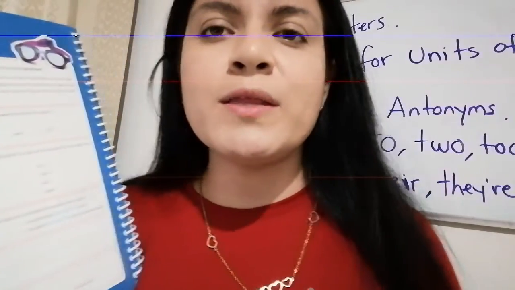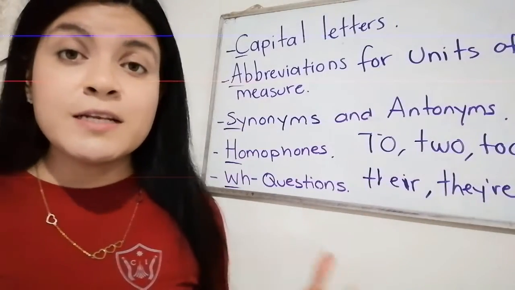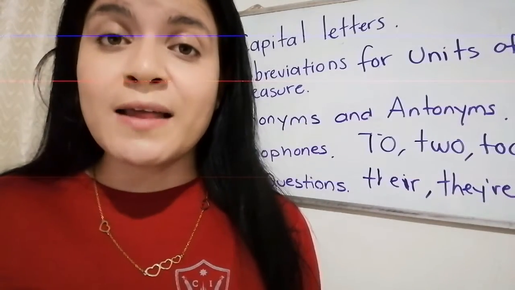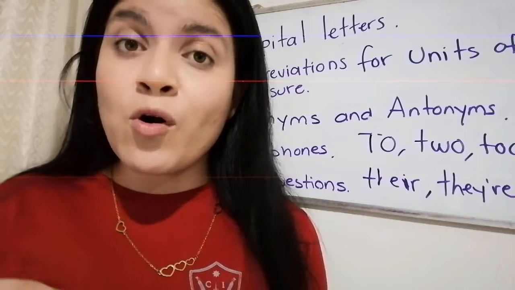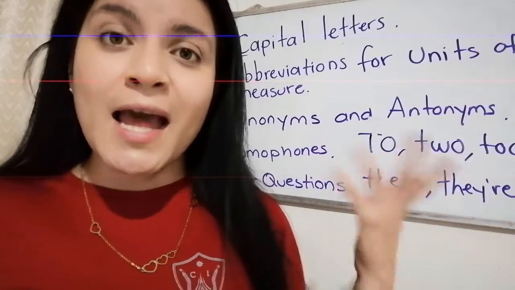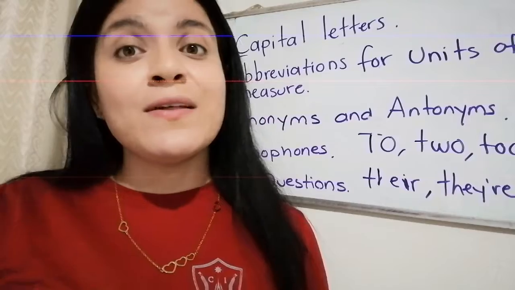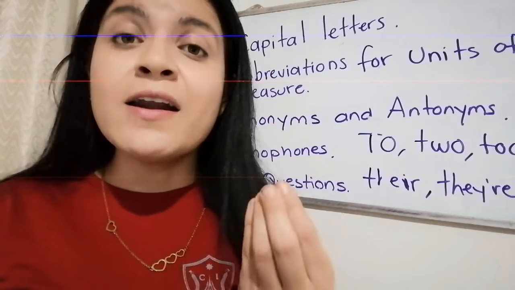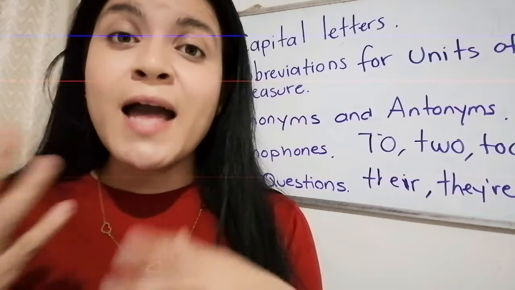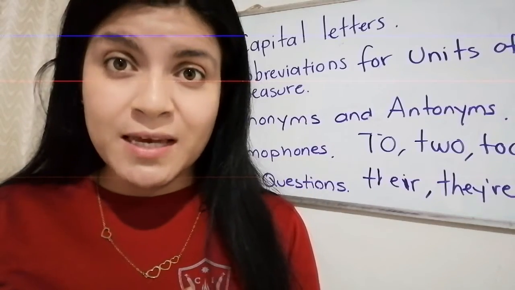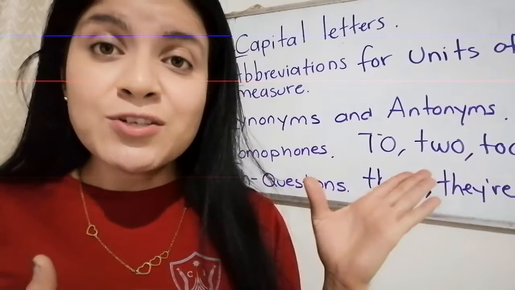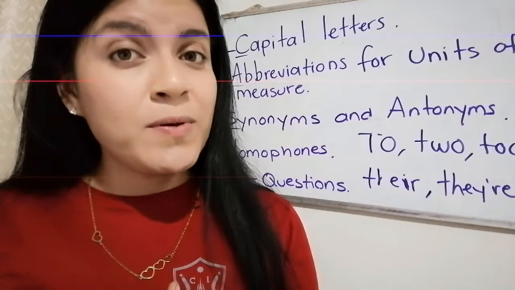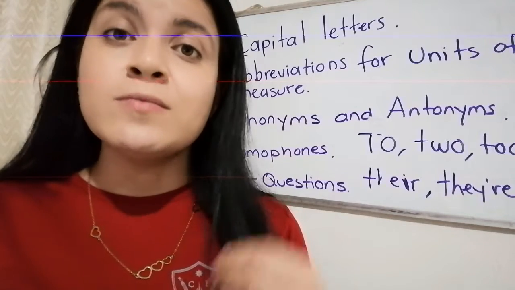Let's continue now with the next topic. Synonyms and antonyms. First, remember guys, synonyms are words that have very similar or the same meaning. And antonyms are words that have the opposite meaning. For example, simple and easy are synonyms. These words have very similar meaning, yes? And an antonym for these words can be difficult. Yes, difficult is the opposite meaning of simple.